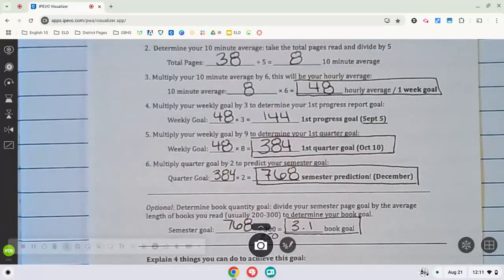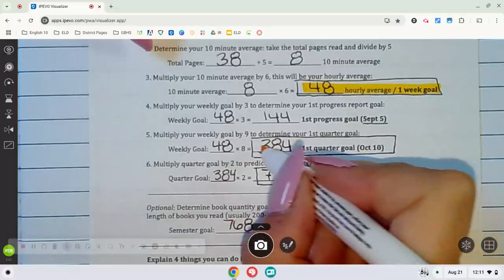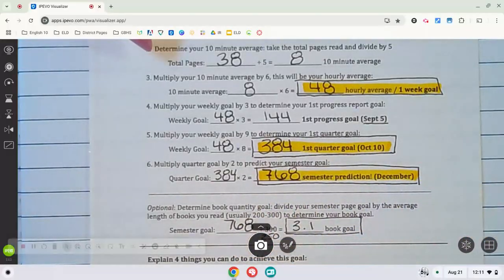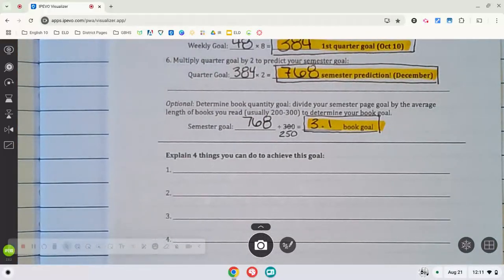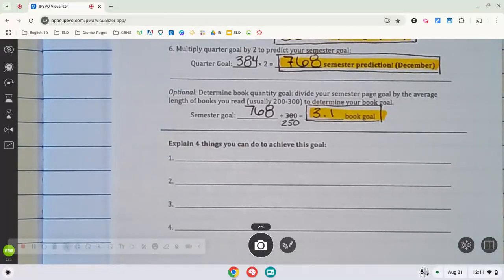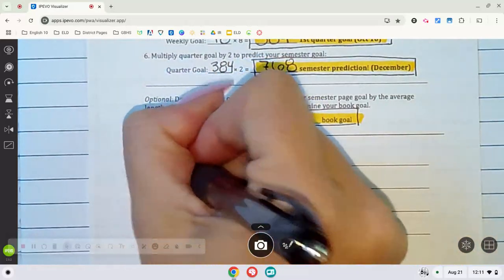So now thinking about that, this is my weekly goal. This is my quarter goal, and this is my semester long goal, and I want to try to read this many books total. Now I need to think about how I am going to achieve that. So I want you to think about what are 4 things that you can do to achieve this goal. One thing is, bring my book with me everywhere.